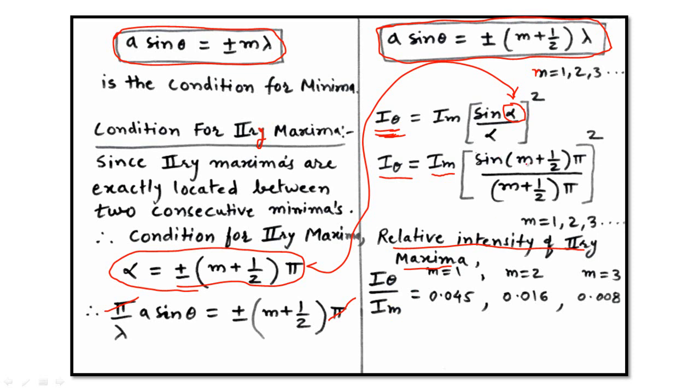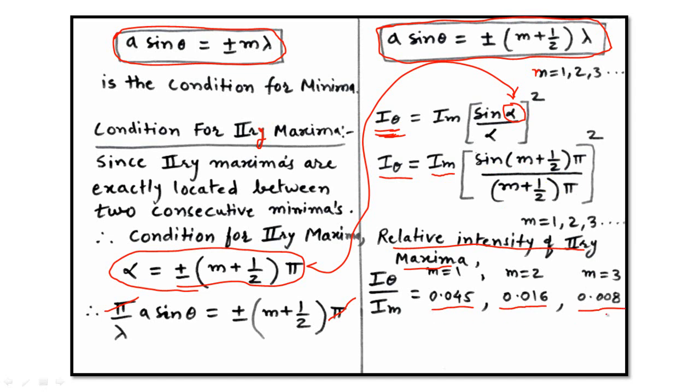So this ratio I theta upon Im will be equal to, if I substitute m is equal to 1, sine of 3 pi by 2 divided by 3 pi by 2 whole square. If you compute that value, it comes out to be 0.045. Then if you substitute m is equal to 2, this will be sine of 5 pi by 2 divided by 5 pi by 2 whole square, which comes out to be 0.016. And if I substitute m is equal to 3, it will be sine of 7 pi by 2 upon 7 pi by 2 whole square, and that value comes out to be 0.008.